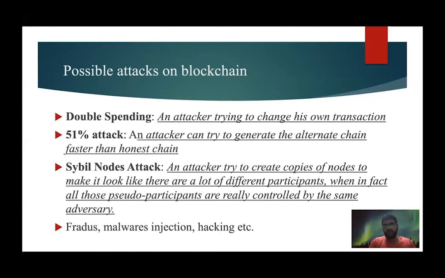be like, okay, all the people who are working to generate the chain or add the transaction in a particular block, he will have more power, and he will try to add the fraudulent transactions and create a big chain. And this is a rule in blockchain that only the largest chain will be accepted. I can try to do this particular attack. There are some other things that can happen like frauds, malware injection, hacking, etc. in blockchain.